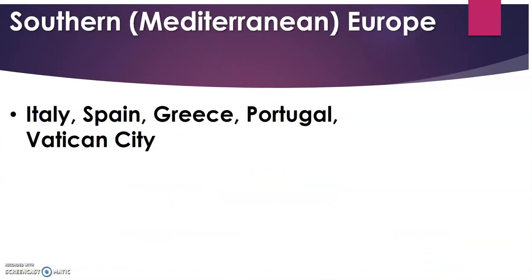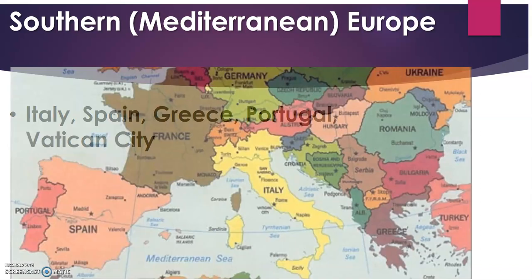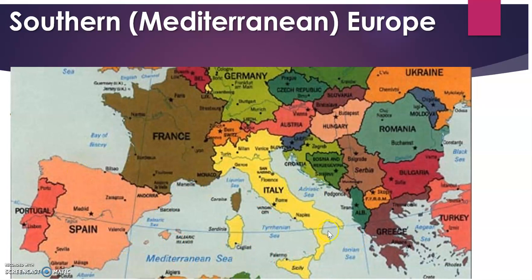Now on to Southern Europe. Italy, Spain, Greece, Portugal, and Vatican City make up the Southern Europe region. On this map, you can see it is right here.